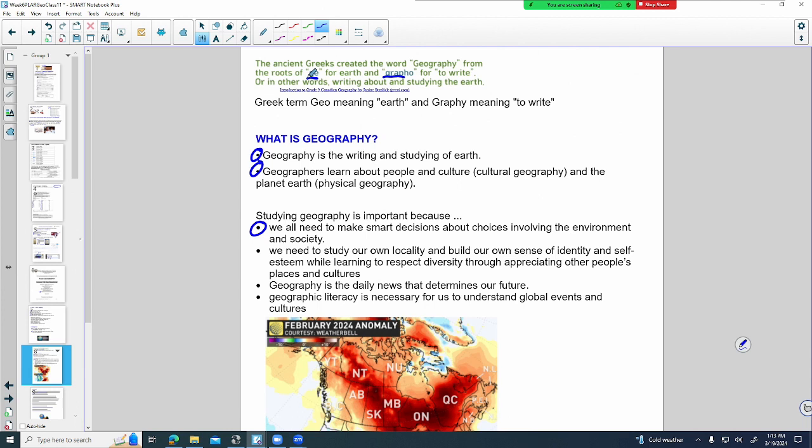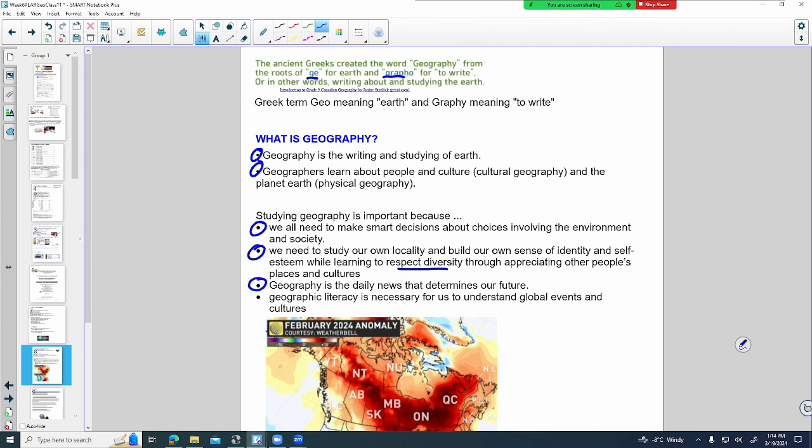Well, studying geography is important because we all need to make smart decisions about choices involving the environment and society. We also need to study our own locality, depending on where you live, and also build our own sense of identity and self-esteem while learning to respect diversity through appreciating other people's places and culture.